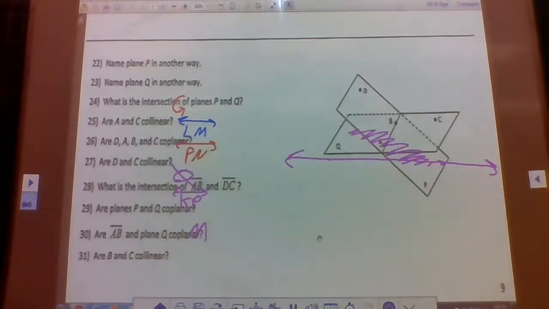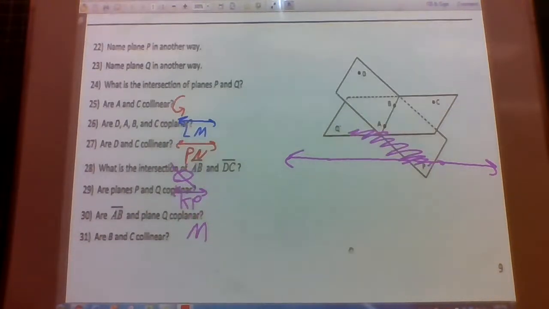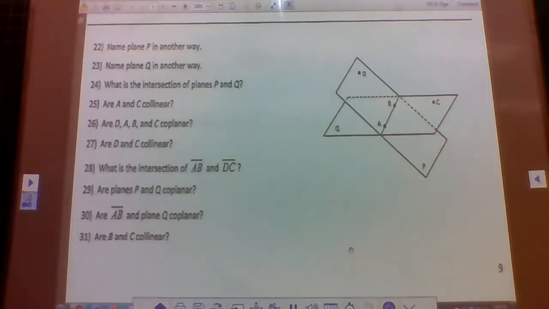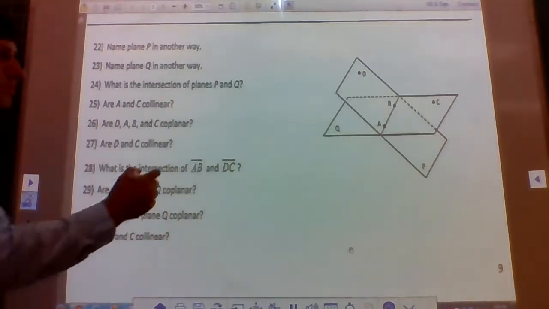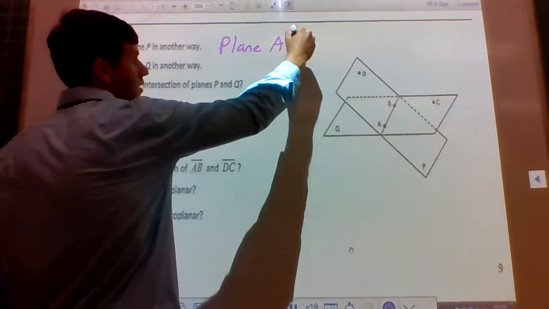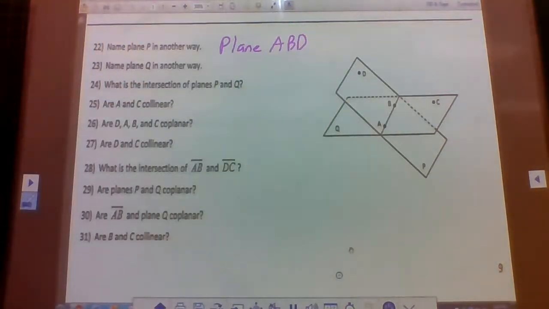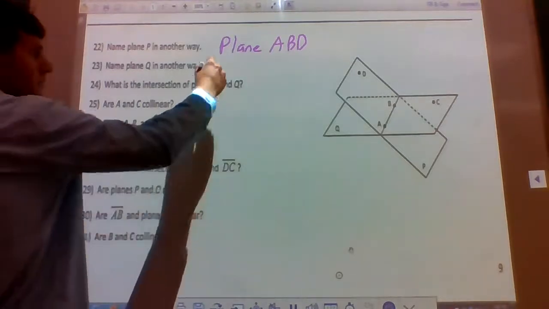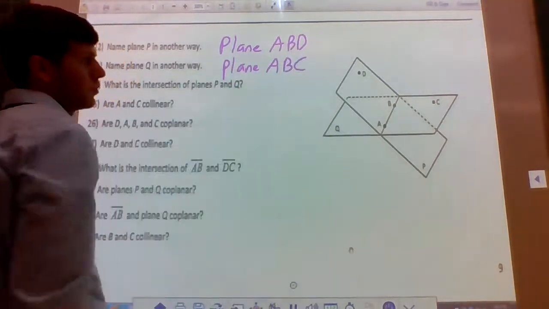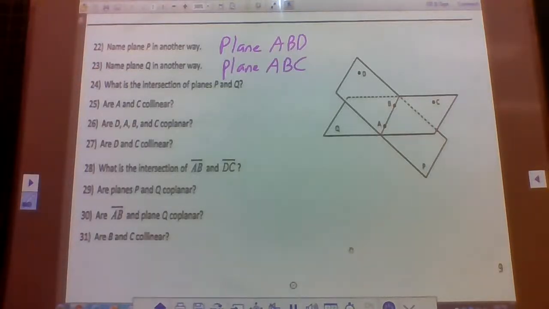Okay, and then 22 through 31. So here's our last diagram, our last set here. We want to name plane P another way, so we want to pick 3 points that are in the plane. So plane ABD. We want to name plane Q in another way, so plane ABC. Three points that are in the plane that aren't collinear.